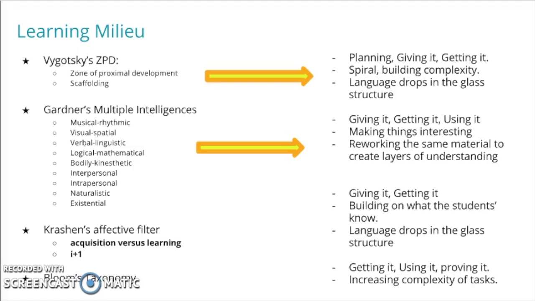Now, I think a combination of acquisition and learning is essential. This is definitely involving the giving it and the getting it aspects of my lessons, building on what the students know. Again, the language drops in the glass structure. And then, of course, I+1 is you want to build on the information, the I that the student already has, what they know, and then add to that. So again, building on that spiral, moving outwards, creating depth and breadth in their knowledge base.